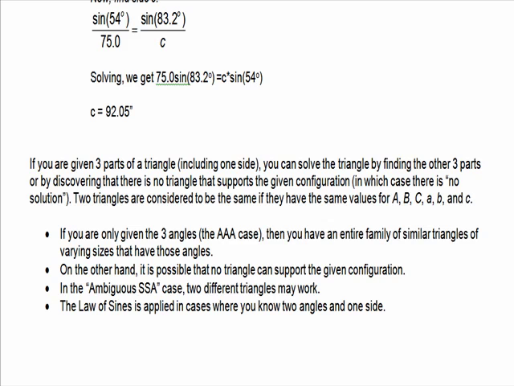Two triangles are considered to be the same if they have the same values of A, B, C, and little a, little b, little c. If you're only given the three angles, angle, angle, angle, then you have an entire family of similar triangles. So we're not going to be looking at an angle, angle, angle situation. On the other hand, it's possible that no triangle can support a given configuration. And then we're going to talk a little bit about the ambiguous, the side-side-angle case, where we might actually end up getting two different triangles.